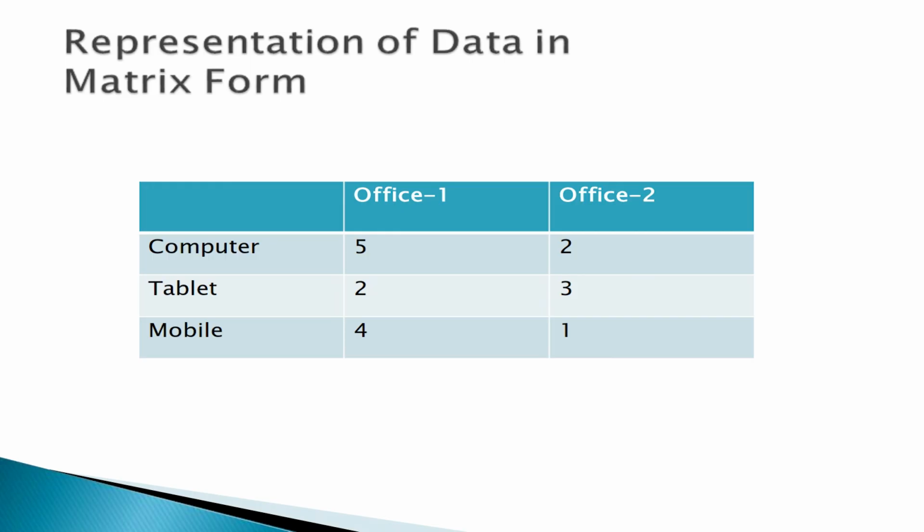Representation of data in matrix form. Suppose office 1 and office 2 use computers, tablets and mobiles, as given here. Suppose we take office 1 and office 2 column wise and computers, tablets and mobiles row wise. We can also change it: office 2 can be the first column and office 1 the second column, or office 1 and office 2 can be changed to row wise and computers and tablets placed column wise. There is no problem. This is the representation of data in matrix form.